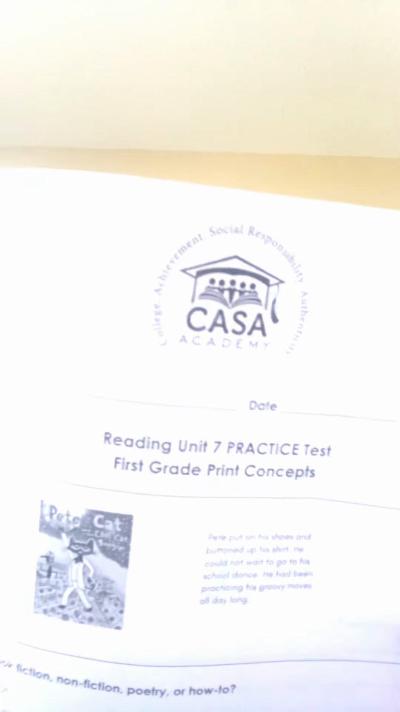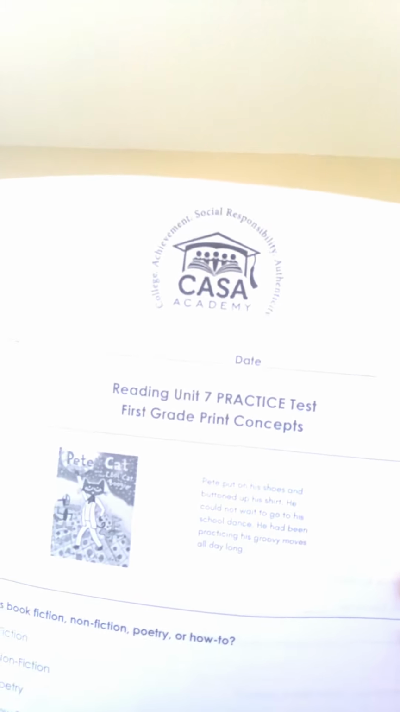You will need your Kinder Reading Comp packet listed April 6th through 17th, Unit 7, days 1 through 10. Today we will be using the very last few pages of that packet, and it is going to look like this. It is labeled the Reading Unit 7 Practice Test, first grade print concepts. So today we will be doing our practice test together.